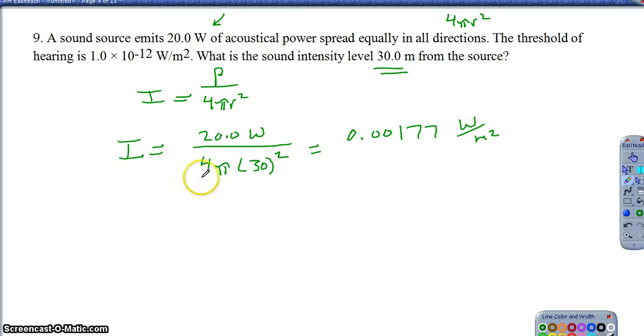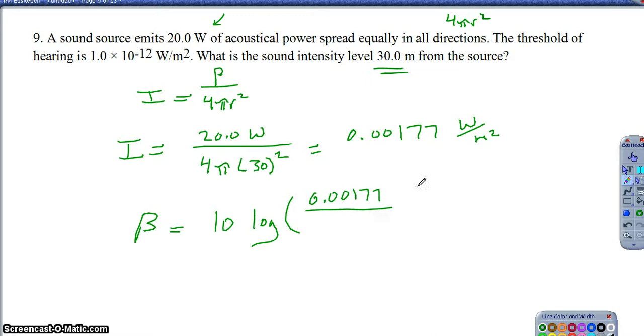And then to find my loudness, my sound intensity level, that's where I'm looking for beta. So I'm using my logarithmic function for the decibels here. So I'm taking the intensity at that location and dividing it by the human threshold of hearing.